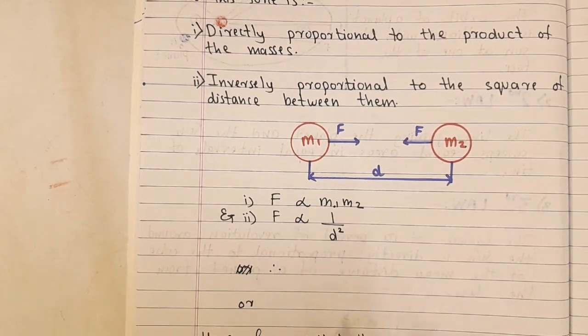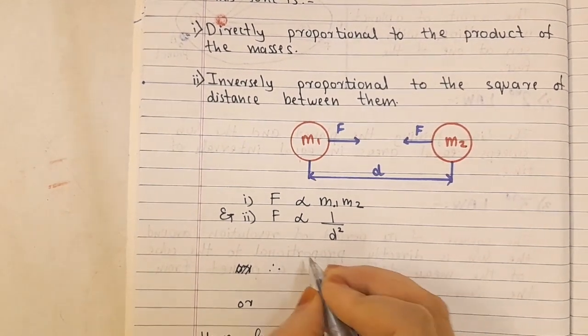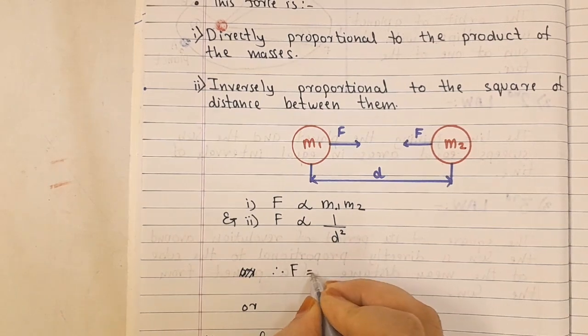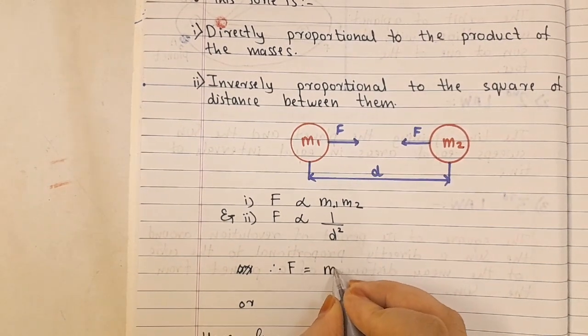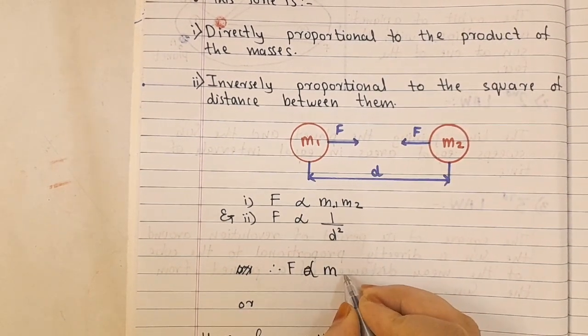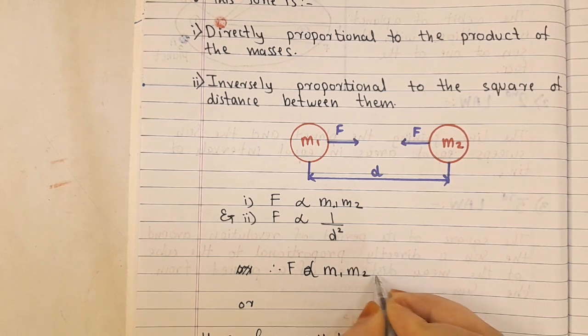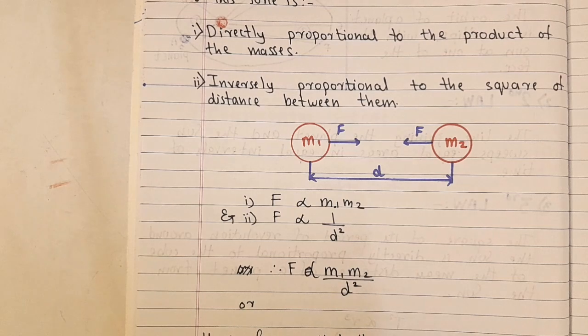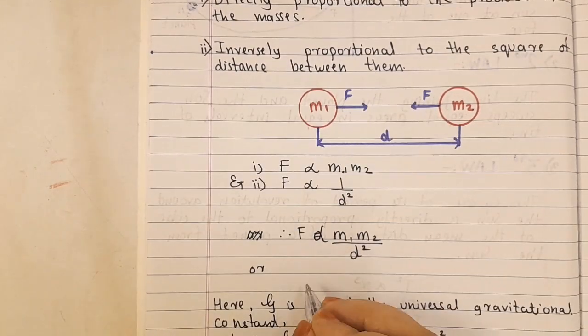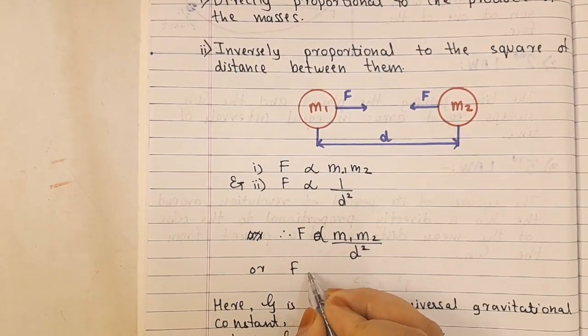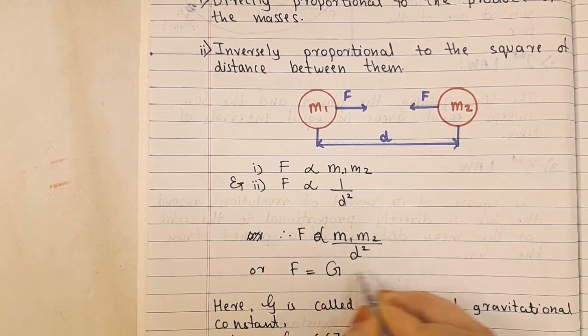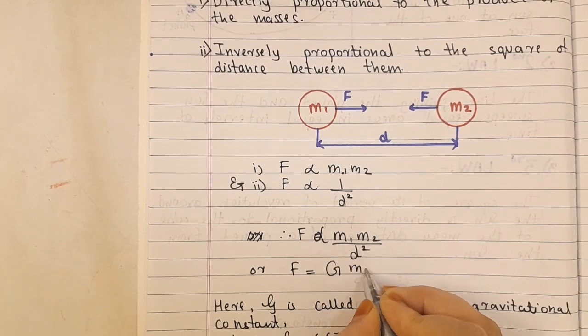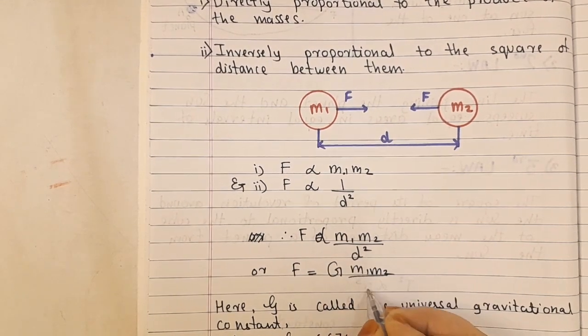Now this is a sign of proportionality. Now we can write it as F equals... force is directly proportional to the product of the masses, and it is inversely proportional to the square of the distance. Now we can write that F equals capital G m1 m2 by d squared.